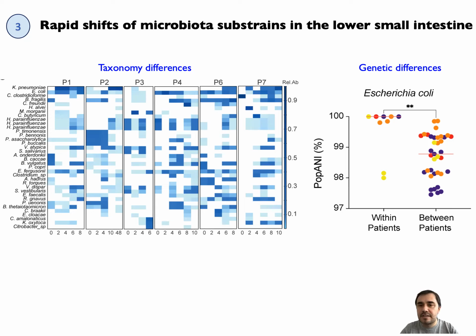If you just focus on the right side, on the yellow color, that's one of the patients, and initially the first sample is almost 100% similar to the database, but as soon as we provide the food, as you see, it is reduced to 98% similarity. We measured the population average nucleotide identity, meaning that almost 2% of the genome of this bacterium is different, meaning that different substrains appear. And if you compare between the patients, as you see, every patient has an E. coli, but they have different substrains, or different subspecies, of E. coli.